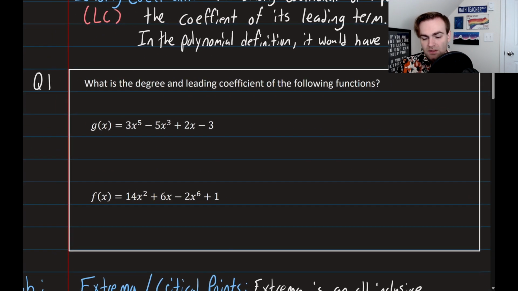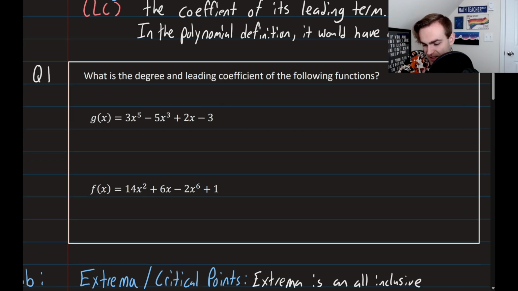So here in question 1, we have g of x. What I'm going to do is look at the powers, and I'm going to put a box around the one with the largest power. It looks to be this one here. So its degree is its largest exponent, which is 5, and its leading coefficient is the number in front of the x, which is 3.